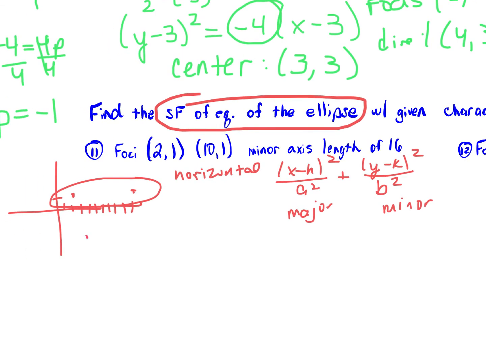Our center, how do you find the center of an ellipse? You're going to take the 2 foci and find the midpoint. So I'm going to take 2 plus 10 and divide by 2, and then 1 plus 1 divided by 2. So my center is at 6, 1.